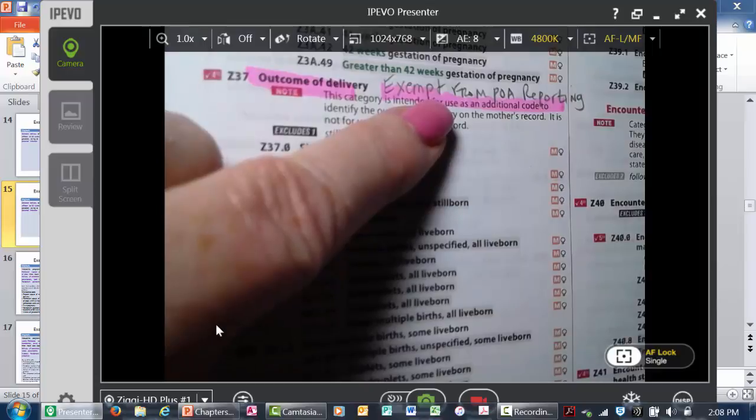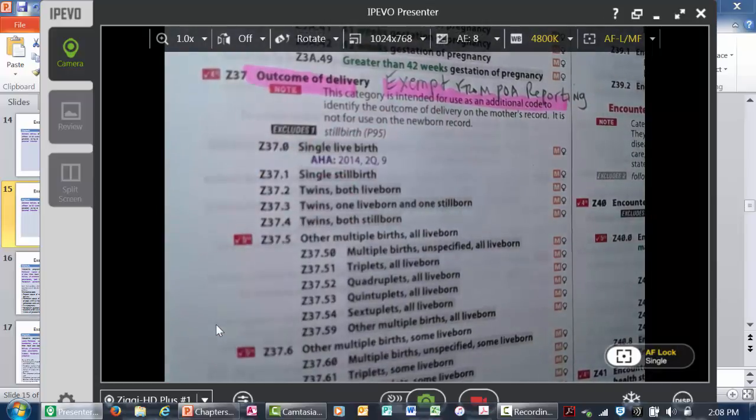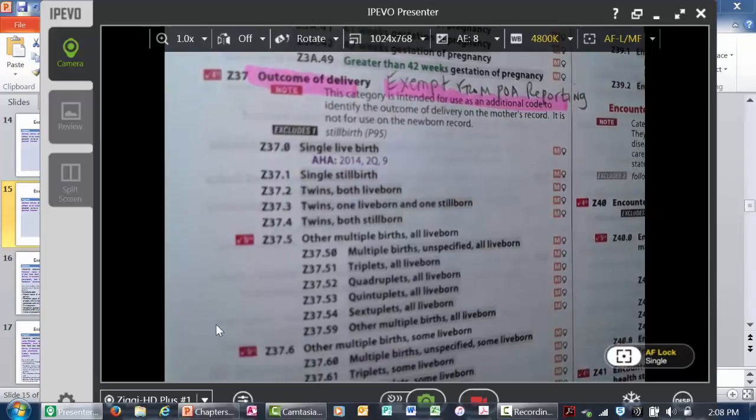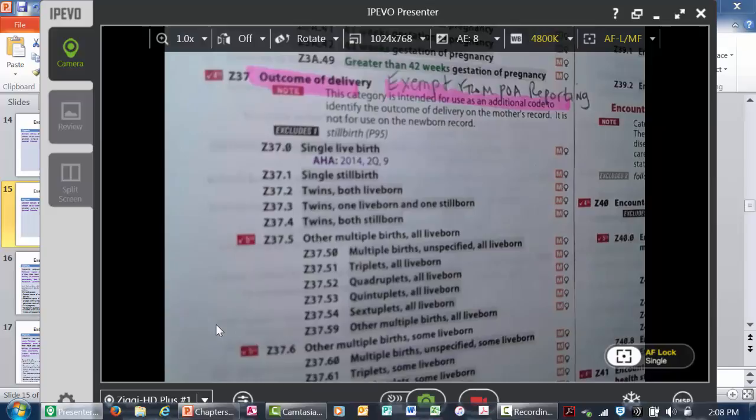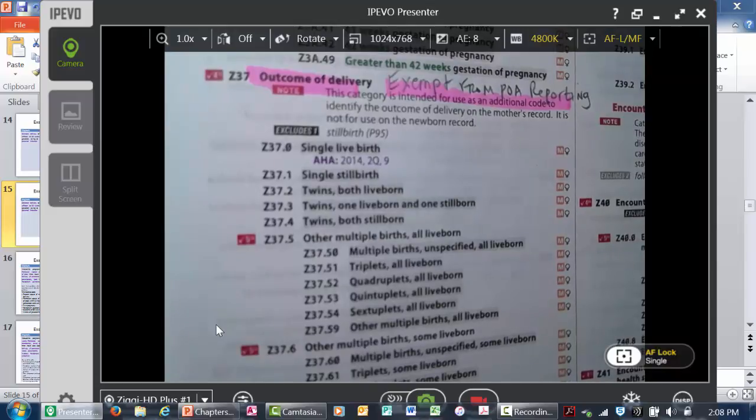And I have a note here that says exempt from POA reporting. POA is present on admission. We'll talk about that more a little later on in the semester. But this is just my note to myself to remind myself that we're not going to be reporting a POA indicator for outcome of delivery.